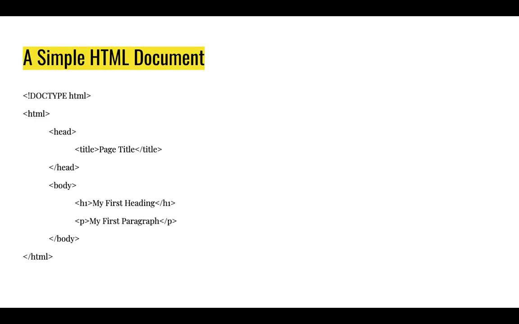Here is a simple HTML document. On the first line, we have the doctype declaration. After the doctype declaration, you need to include the root element of every web page, which is the HTML opening tag. And then at the end of the document, which is the last line, you can see the closing HTML tag. In between the opening HTML tag and the closing HTML tag, we include the head element and the body element.